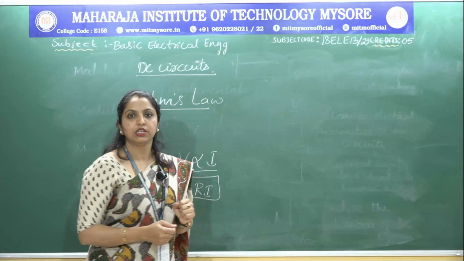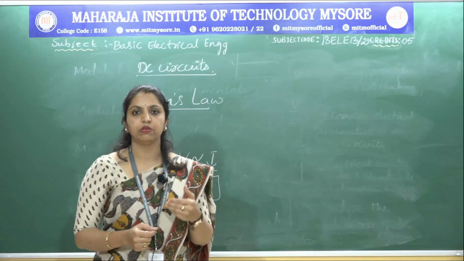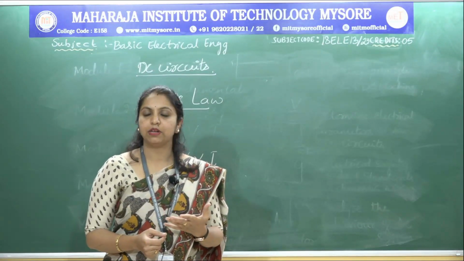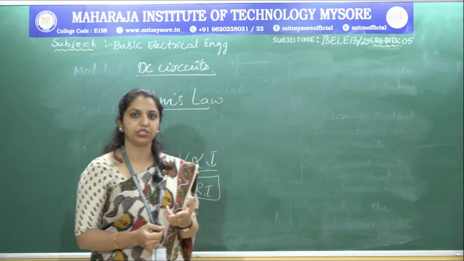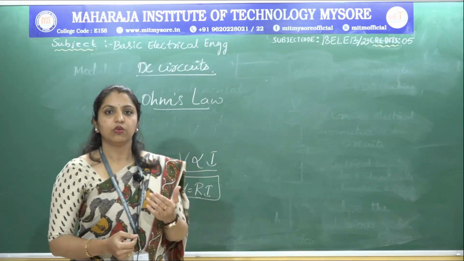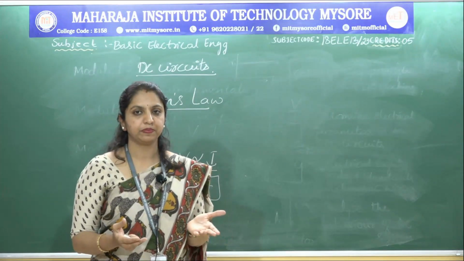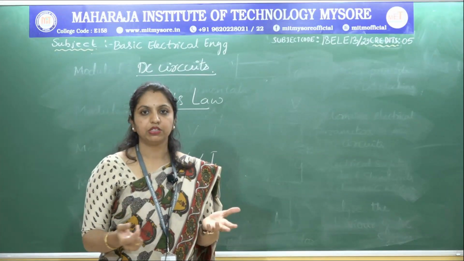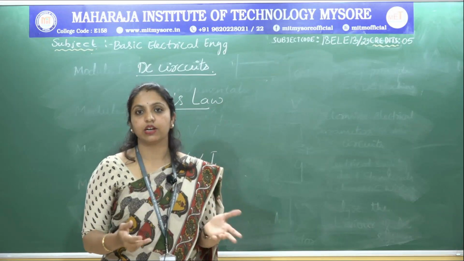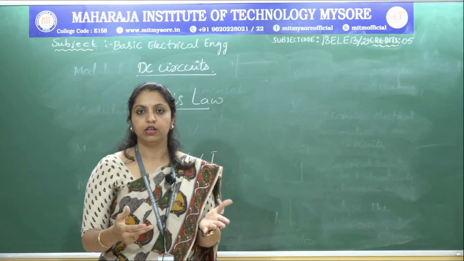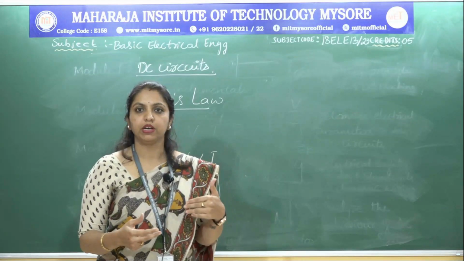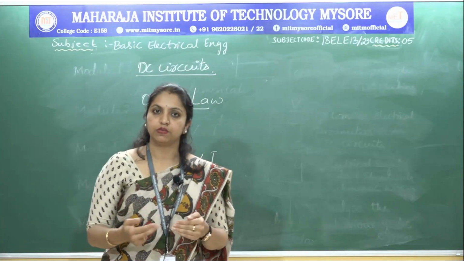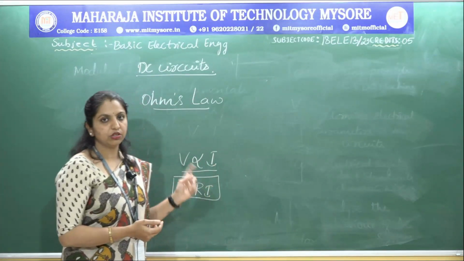The second limitation is Ohm's law cannot be applicable to non-metallic conductors. That means it does not hold good for non-metallic conductors, for example, silicon carbide. The third limitation is Ohm's law does not hold good for metals which get heated up during the flow of current. When the current flows through any conductor or metal and it gets heated up, it does not hold good. So these 3 are the limitations of Ohm's law.